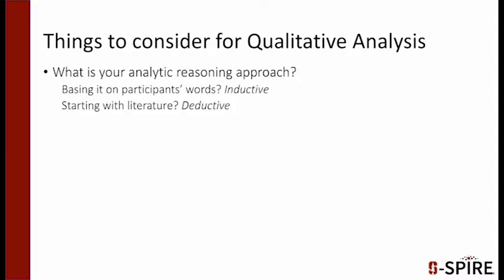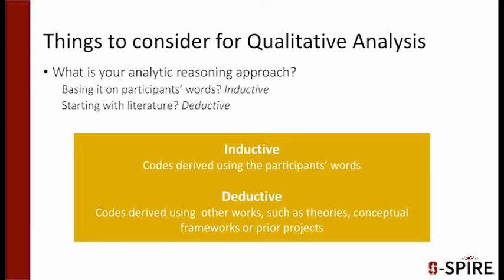The third question you might ask yourself is, what is your analytic reasoning approach? Are you basing the analytic process on the participant's words? And if so, that's an inductive approach. Or are you starting with literature or theory that's already been developed, and you'll be using that primarily as your analytic reasoning approach, and that's a deductive approach. Inductive is developing codes derived from the participants' words themselves, and then deductive is when the codes are derived from other works, such as theories, conceptual frameworks, or other prior projects you might have had.